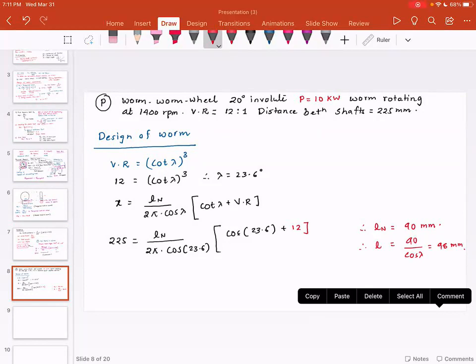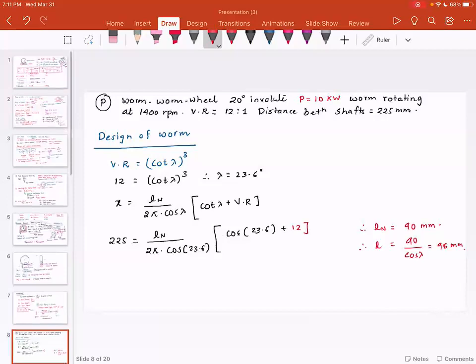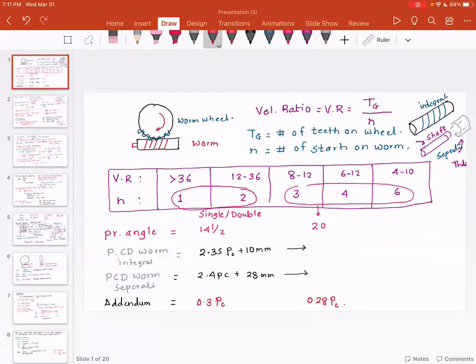Now let's look at the velocity ratio 12. When the velocity ratio is 12, this is something I want you to observe. You can actually have a double start worm, or you could have a triple start worm, or if you want to be courageous, you can have a four start worm. Nobody has stopped you from using a double start worm, or triple start worm, or quadruple start worm. So you have a choice. You can choose whatever number of starts makes sense. But in this problem, I'm just going to use a four start worm.